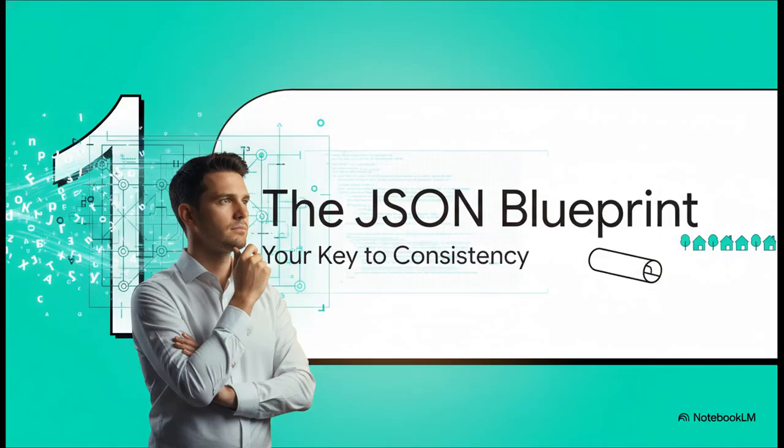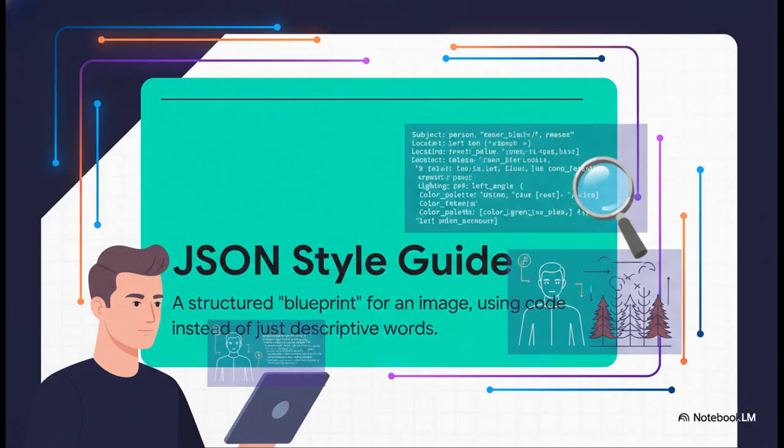So what is the big secret here? Well, it's not about writing a longer, more descriptive prompt. It's about fundamentally changing the language we use to talk to the AI. We're going to move from just words to blueprints, using something called a JSON style guide. Okay, don't let the word code freak you out. A JSON style guide is really just a super organized list.